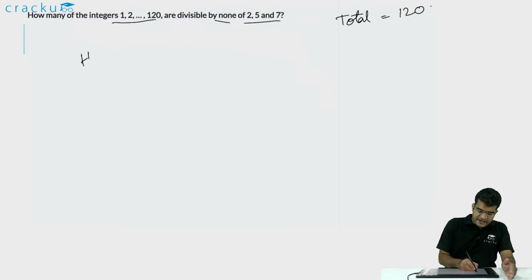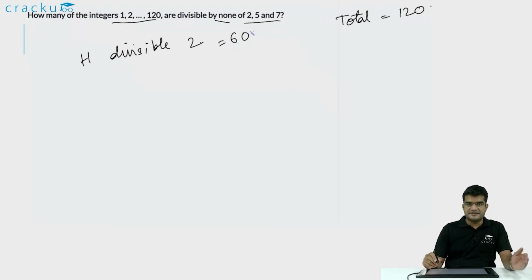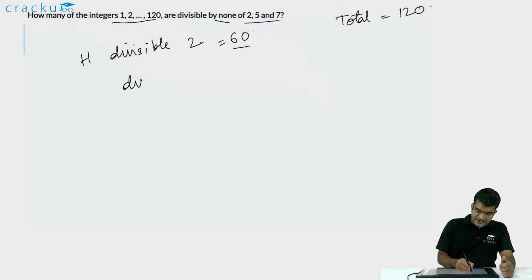Out of this, how many are divisible by 2? The number of integers which are divisible by 2 amongst the given 120 will be equal to 60. They are all the even numbers, that is 2, 4, 6, dot dot dot till 120. So the number will be equal to 120 divided by 2.